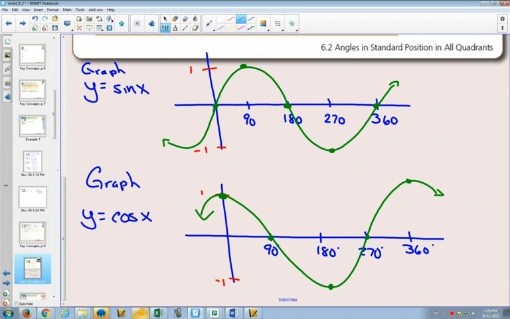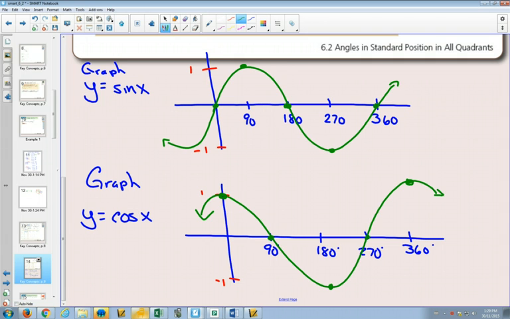Whoa, my graph got a little bit high over here, hey? It's supposed to still only be at 1. And this one keeps repeating itself over and over again. So if you know these graphs, you can now figure out the exact values of 0, 90, 180, and 270, and 360 by looking at the graphs.